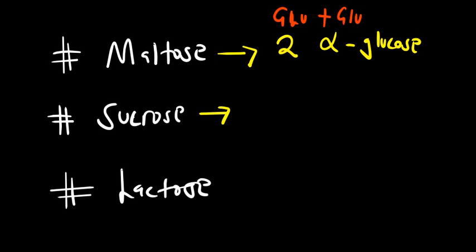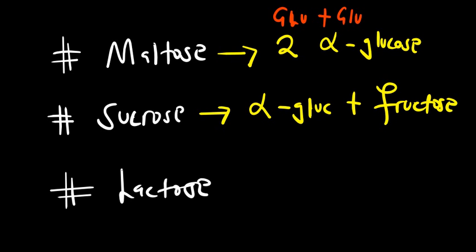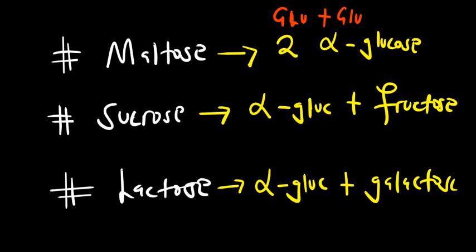it is going to come from one alpha glucose molecule plus a fructose molecule. Okay, now these ones that we are mentioning, glucose, fructose, these are monosaccharides. Okay, so then a lactose as a disaccharide is going to be made from alpha glucose plus galactose. Basically these are the combinations.